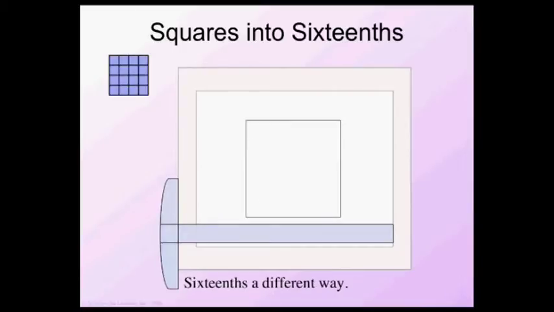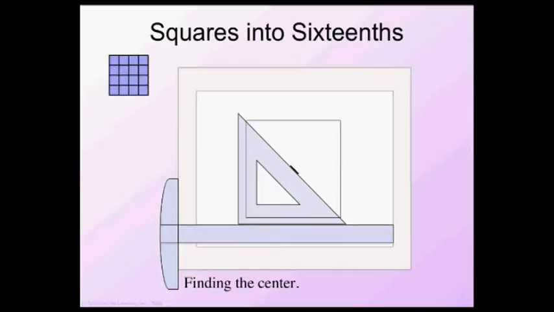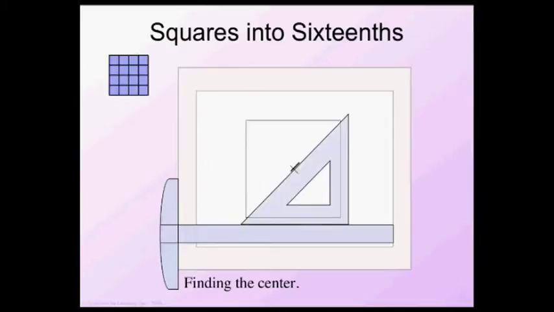Let's do 16ths in a different way. Again, look at my upper left. This is where I'm going. We need to start by finding the center. So again, I'm going to use a tick mark. Flip my triangle over, finding the center.